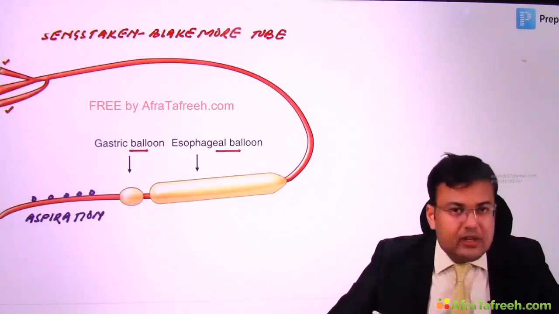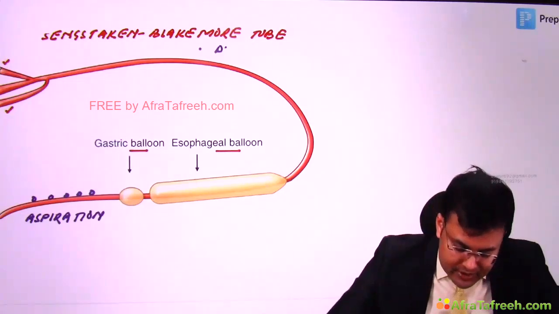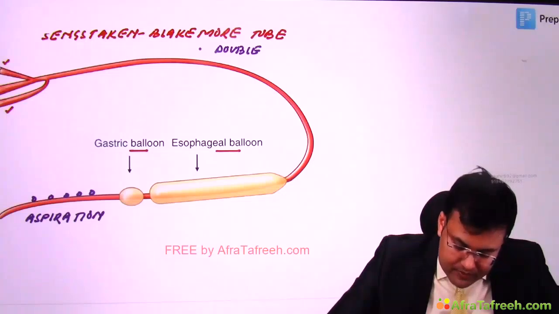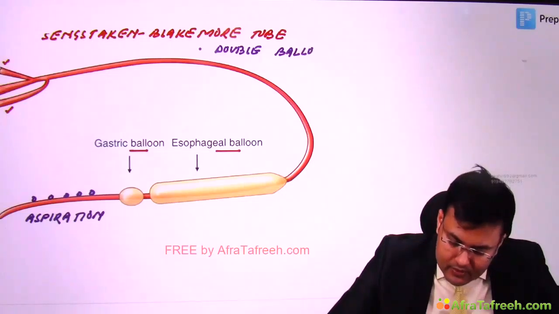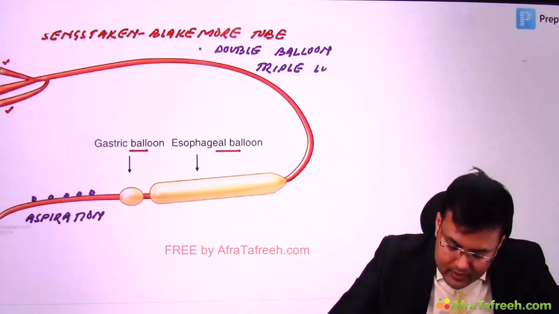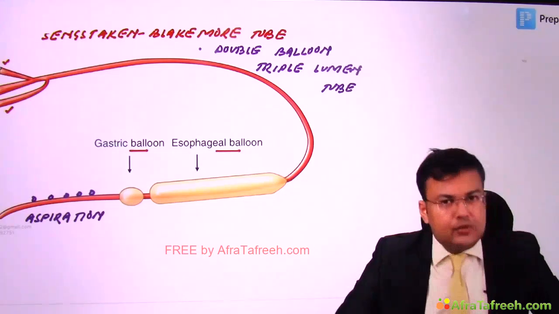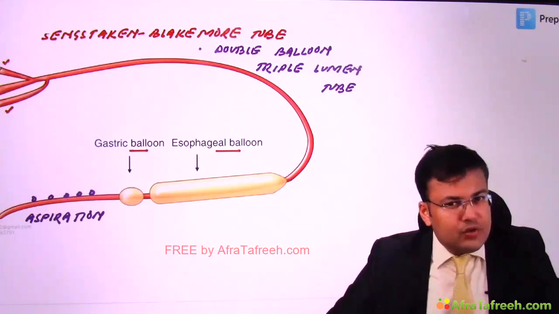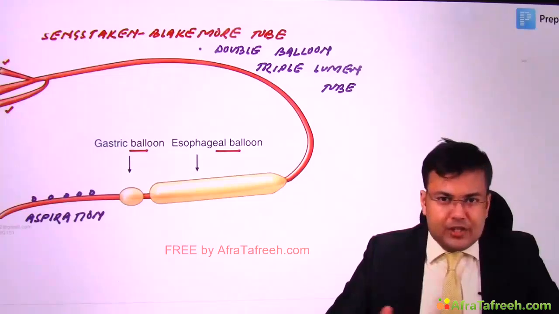Clear? So what is this Sengstaken-Blakemore tube? Double balloon, triple lumen tube. Okay, what is the use? It is mainly used for controlling bleeding during transportation.